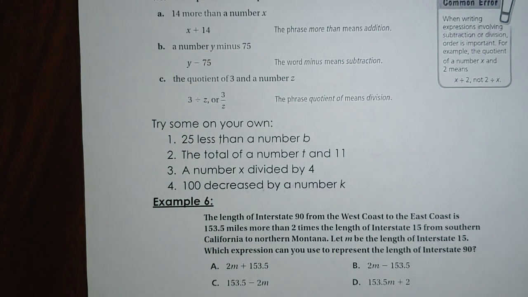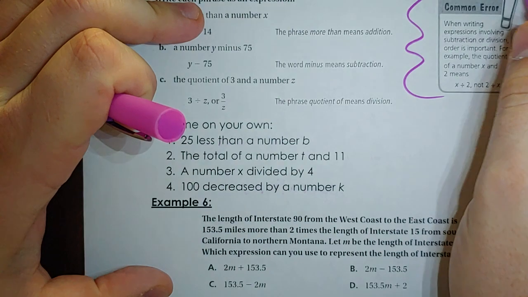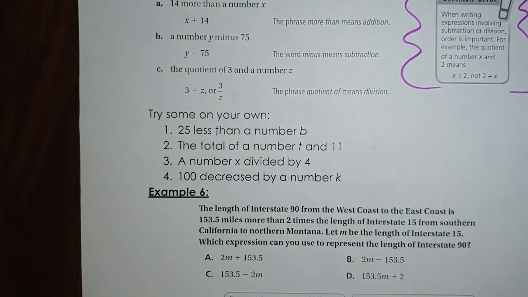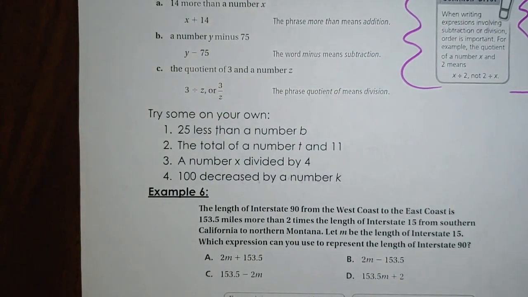And over here to the side we have our common errors. When writing expressions involving subtraction and division, order is important. For example, the quotient of a number X and 2 means X divided by 2, not 2 divided by X. That'll probably be one of the hardest things, with division and subtraction, making sure you put them in the right order, okay?